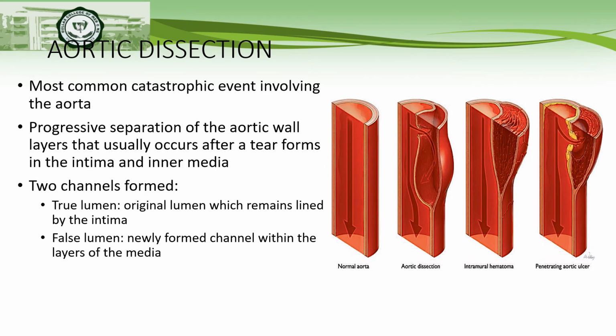The true lumen is the original lumen, remains lined by the intima, while the false lumen is the one here. This is the newly formed channel within the layers of the media. There, so this is the dissection. Eventually, a hematoma forms because the blood clot stays here. And sometimes there is an aortic ulcer. It seems to open up.